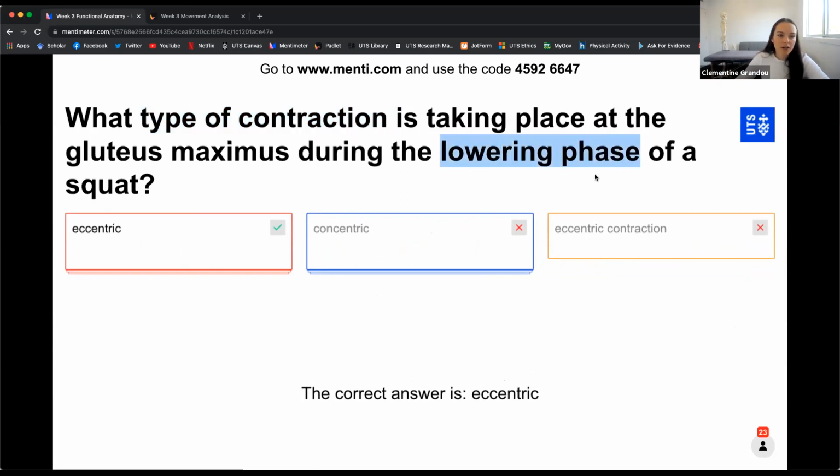So that straight away tells me I should be thinking eccentric, whether we're talking about the gluteus maximus or the quadriceps, the rectus femoris. No matter what, really, during that lowering phase, all of the muscles of the leg are going to be contracting eccentrically as we lower ourselves down. Now, I say normally because there are one or two examples where the lowering phase is not eccentric, and they will come up as we go through the semester. I'll make sure that we do those as examples at some point. So there is a trick coming, but for the most part, when you see lowering, think eccentric.